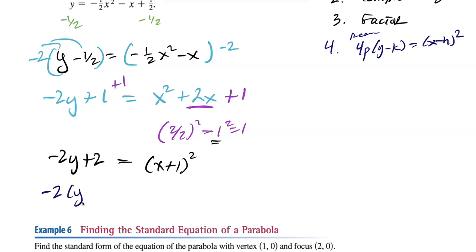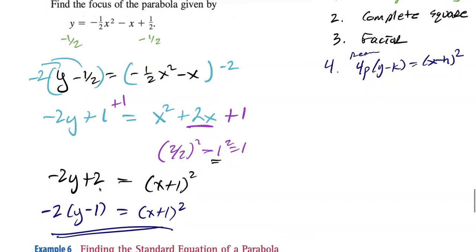Actually, factor out a -2, that makes it a -1 right here. If you factor out a negative, you're dividing by a negative. So I get this equals x plus 1 squared. So that's in general form. They want to find a couple things, right? They want to find the focus given by this.